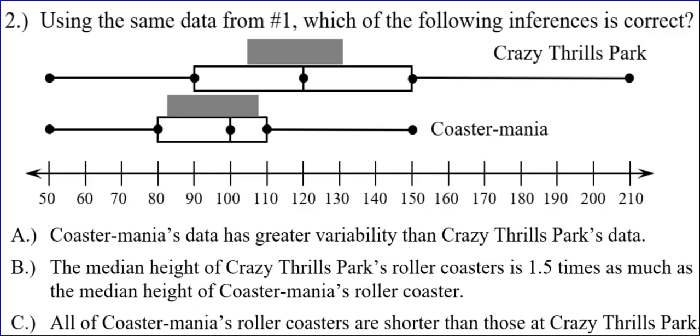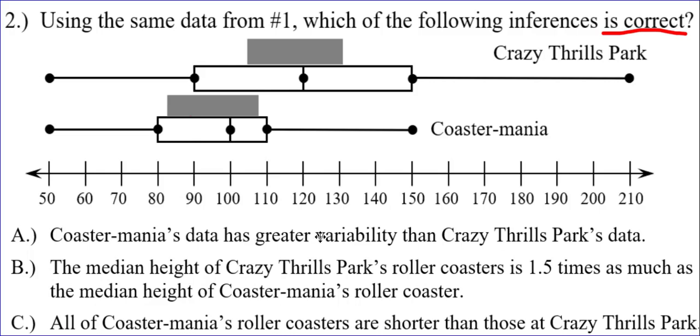All right, number 2, using the same data that we already saw in number 1, which of the following inferences is correct? Remember, the word inference means conclusions from looking at the data, and this wants to know which one is correct. Sorry, so it's the same kind of question that number 1 was saying, which one is true. Here it says which one is correct. Let's keep that in mind. Choice A, Coaster Mania's data has greater variability than Crazy Thrill Park's data.